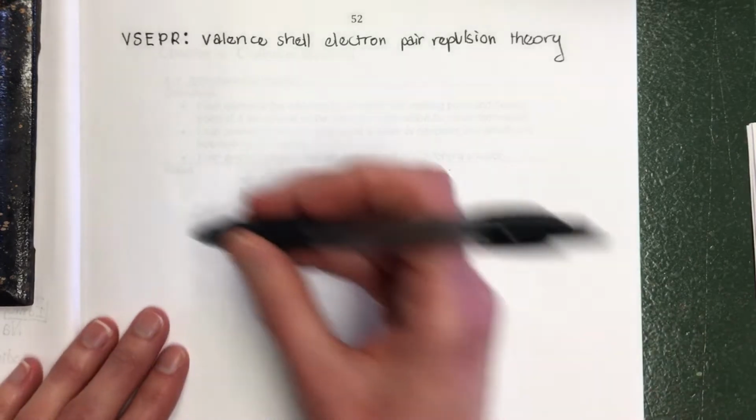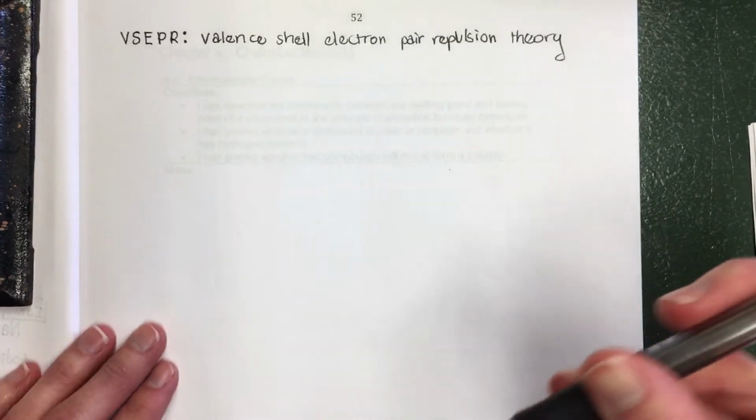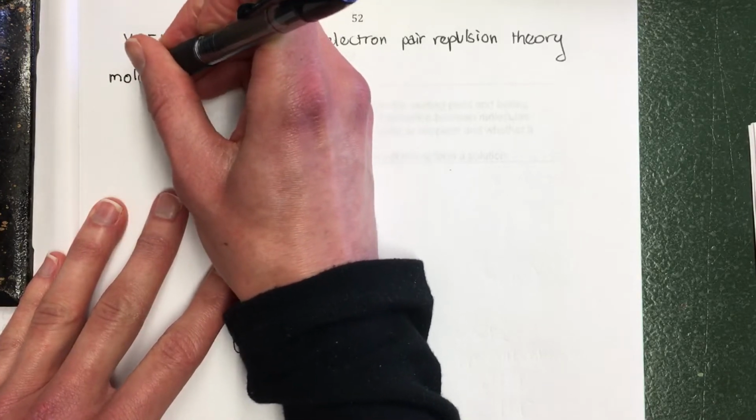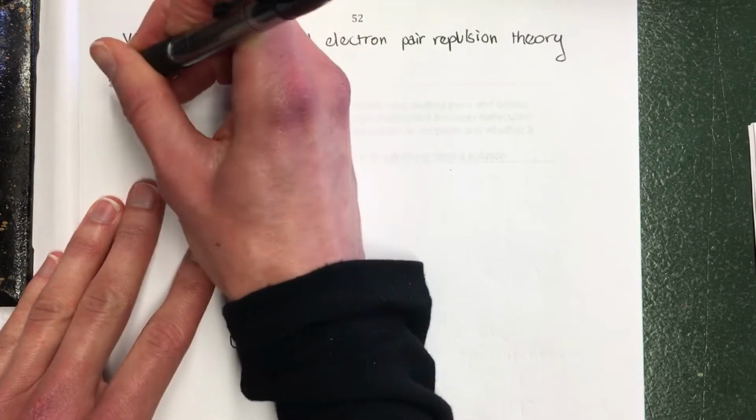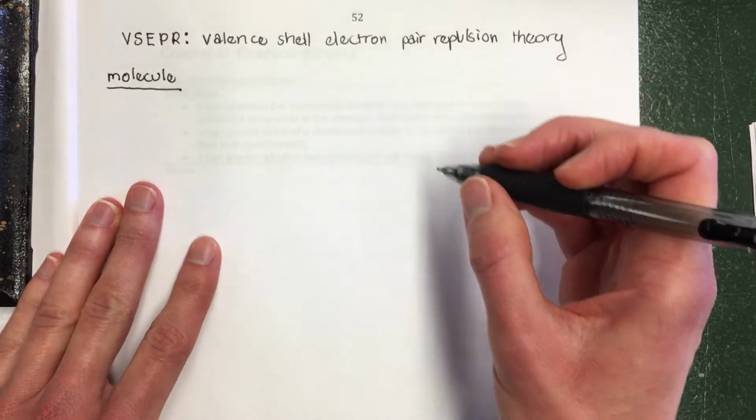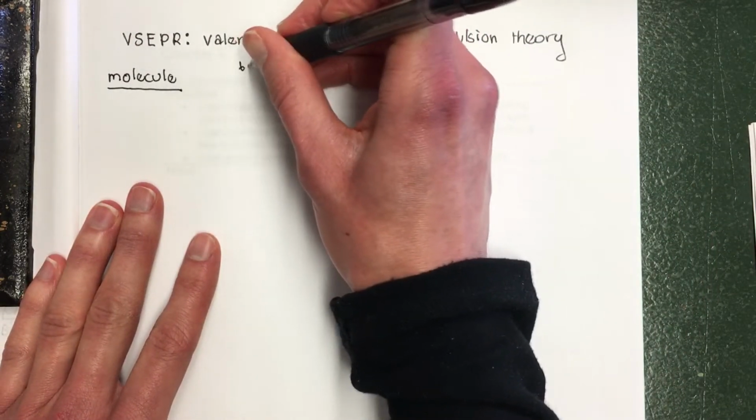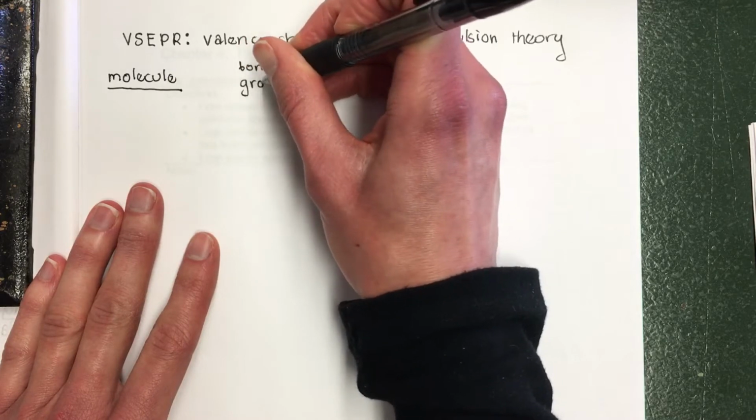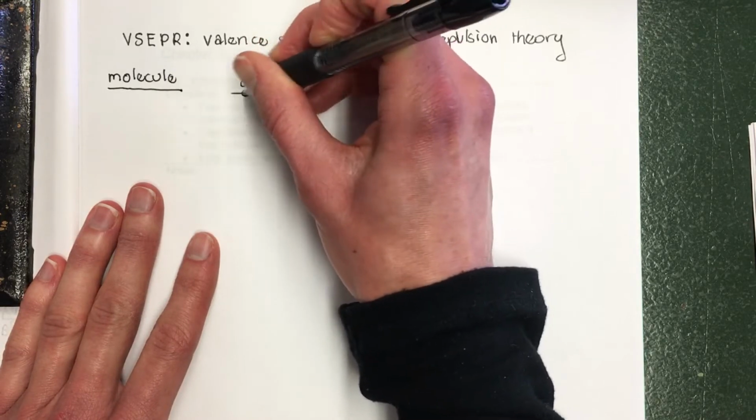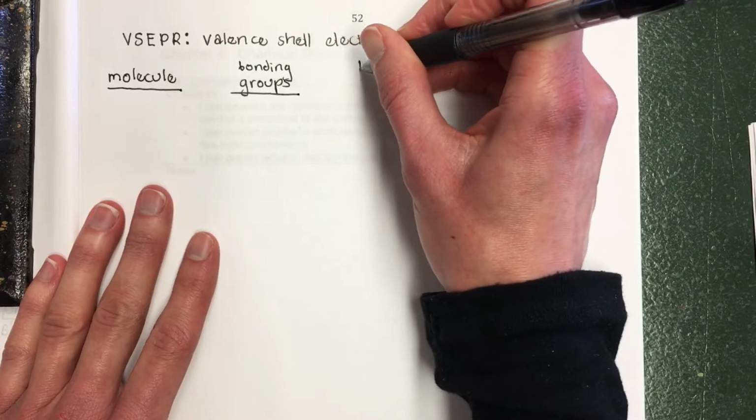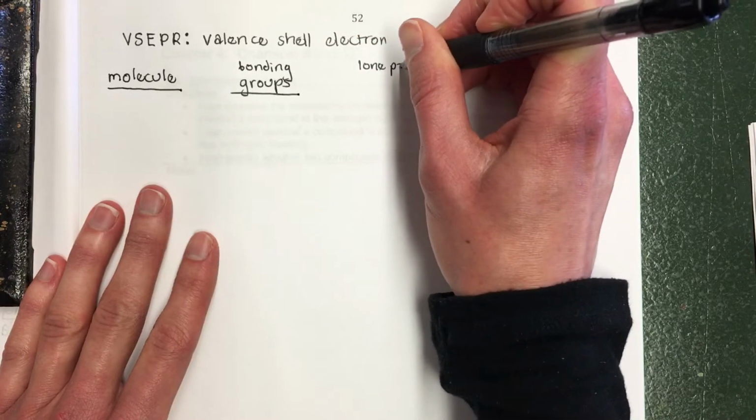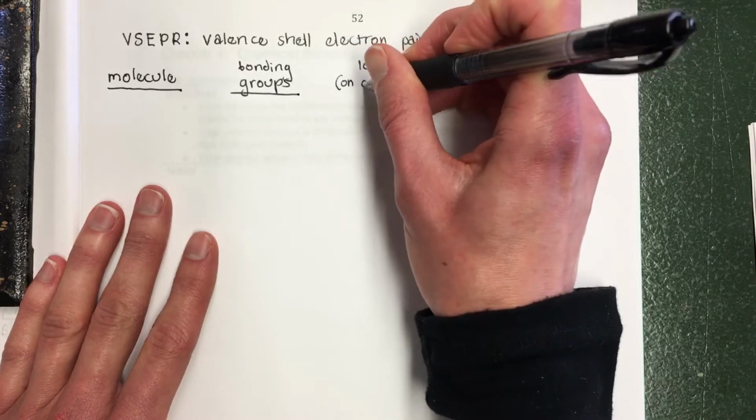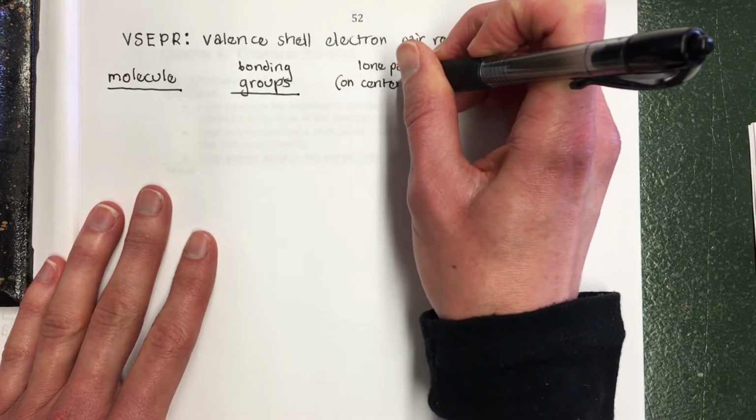So what we're going to do is there's basically 5 different shapes that you need to know. And we're going to give you an example of each one. So we're going to draw a molecule, and then we're going to figure out how many bonding groups it has. That just means how many atoms are bonded to the center atom. How many lone pairs it has. Remember, those are sets of 2 electrons that are not in bonds. And we only care about lone pairs on the center atom.